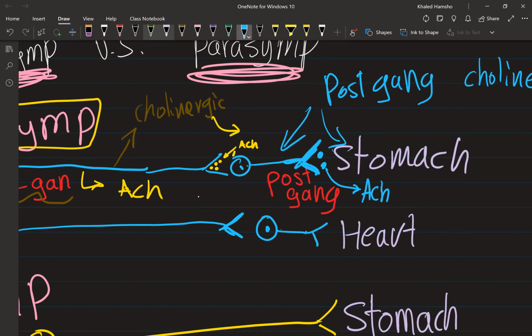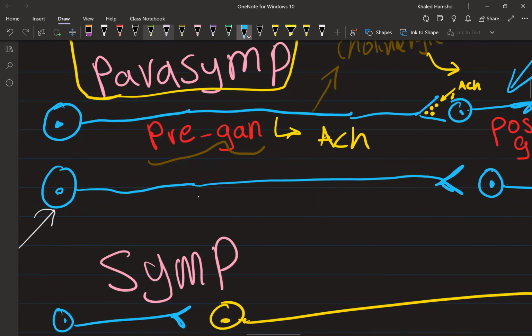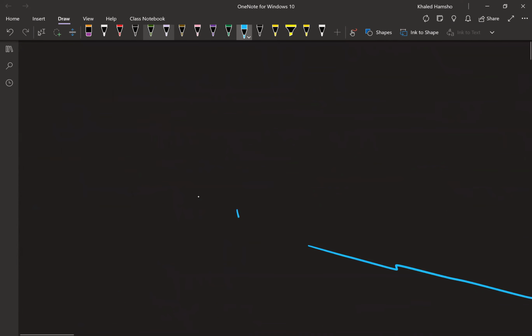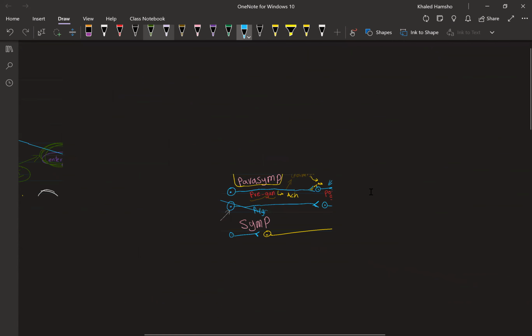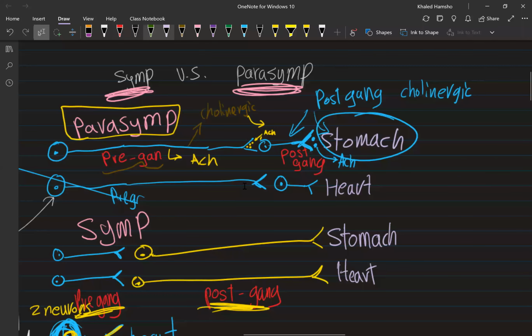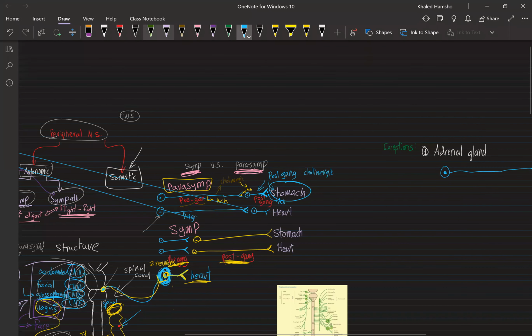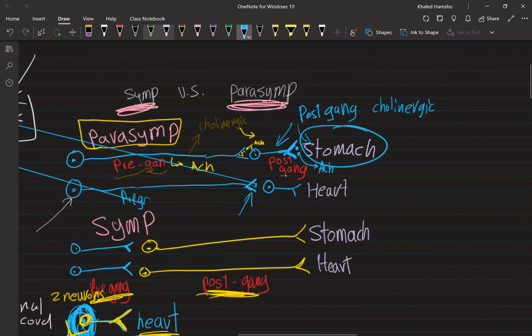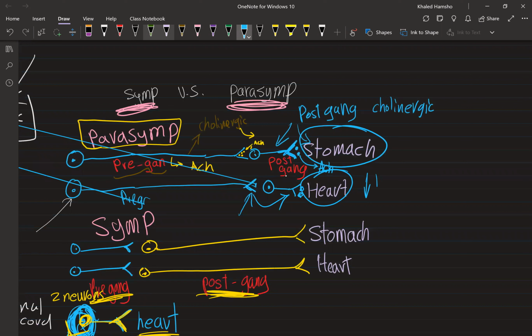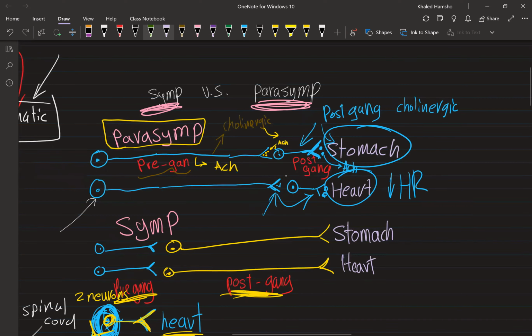For example, it causes the stomach to digest more. Same thing for the heart over here. The preganglionic neuron releases acetylcholine over here. Well, the same concept again. Acetylcholine is released over here. It can go all the way over here. And this causes the parasympathetic stimulation of the heart, which, as we mentioned earlier, decreases the heart rate. So this is generally the concept of the two neurons in the parasympathetic division.